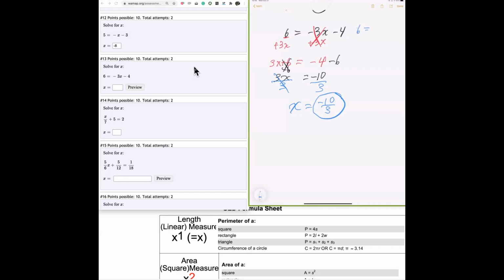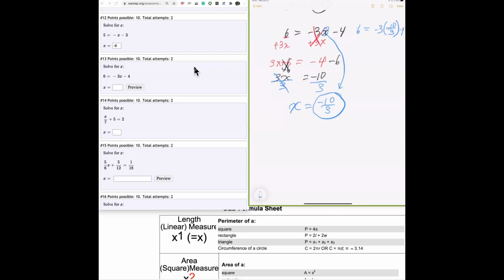Is 6 equal to negative 3 times negative 10 over 3? So you have to keep those together. This is a negative. The positive x is negative. So wherever the x is, you just substitute that in just like that, minus 4. And so 6 is equal to this. Negative 3 times negative 10 over 3.